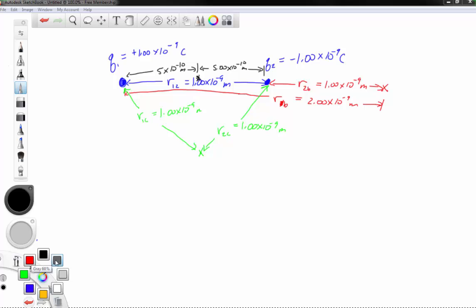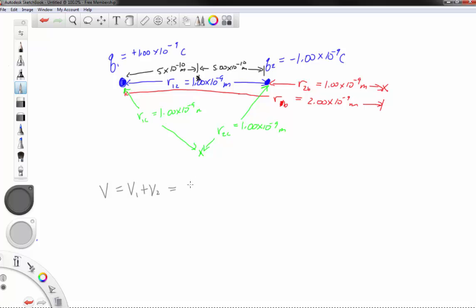So for all of them, the approach that we take is V is equal to V1 plus V2. And so that is KE times Q1 over R1 plus KE times Q2 over R2. And so now let's do this for each of these cases in turn.